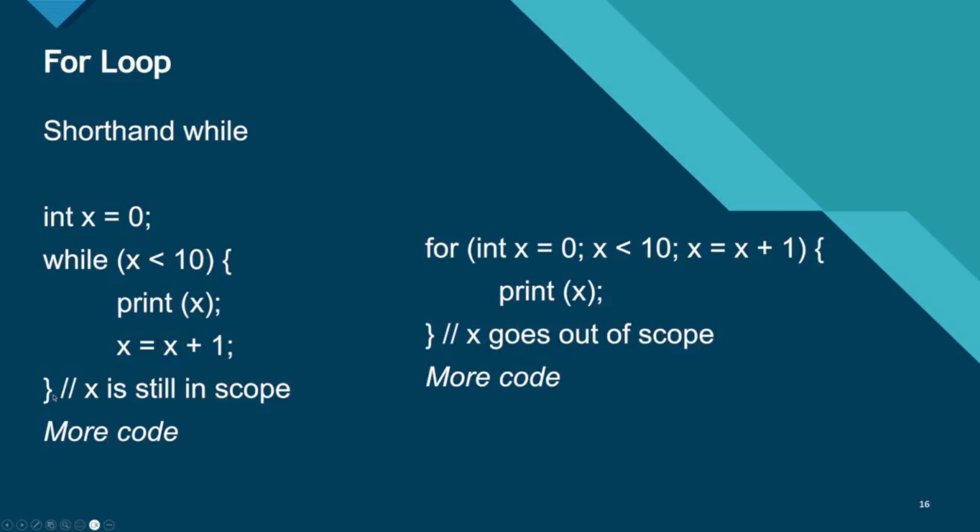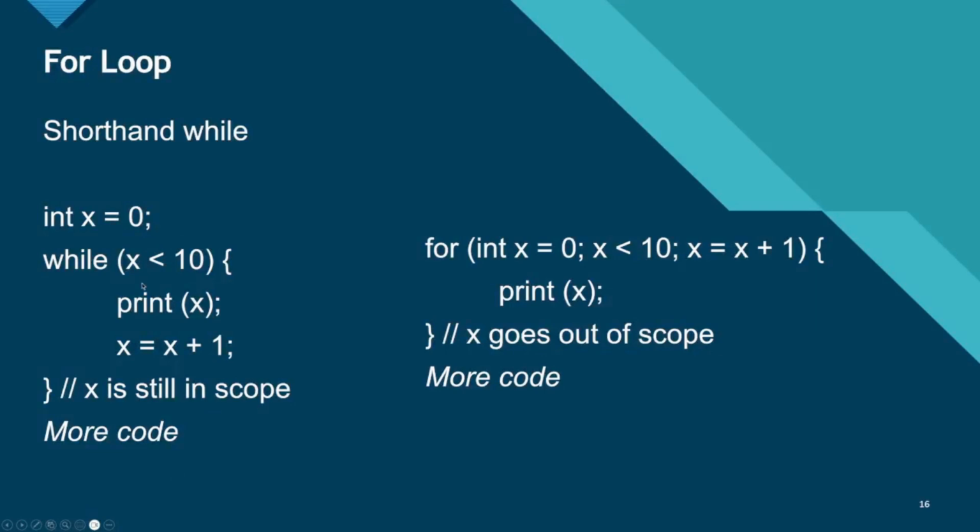And then outside of the loop, x is still in scope. So you could change the value of x. You could refer to the value of x. You could write it. You could read it. X is going to be in scope forever. And that may not be what we want. And also, this is kind of tedious to write out every time we want to loop.